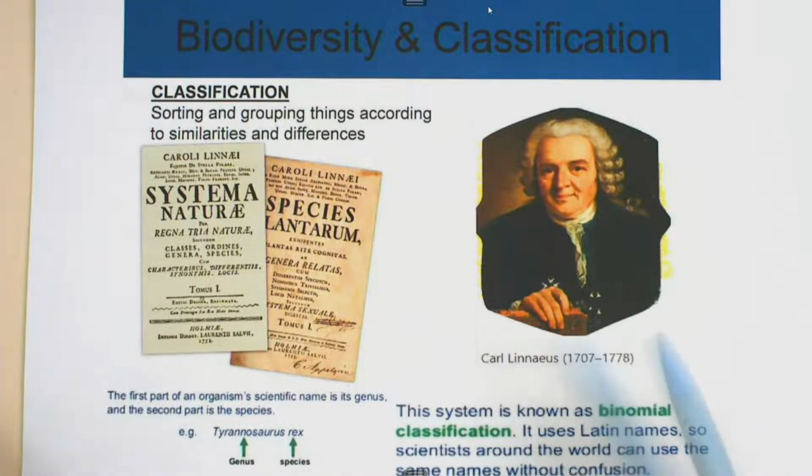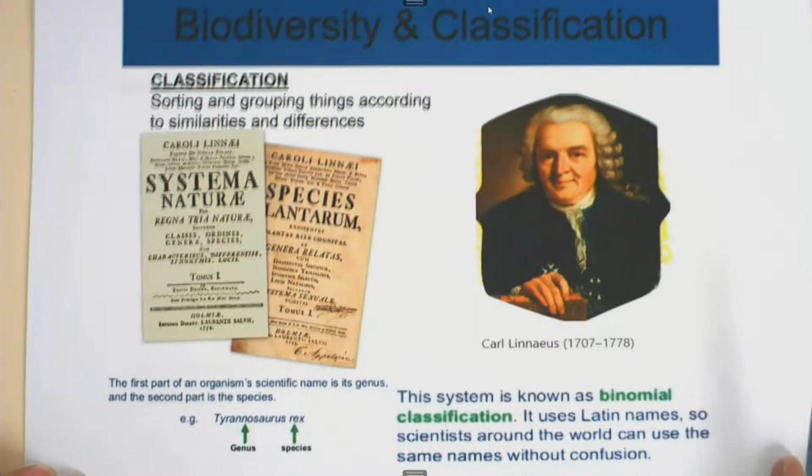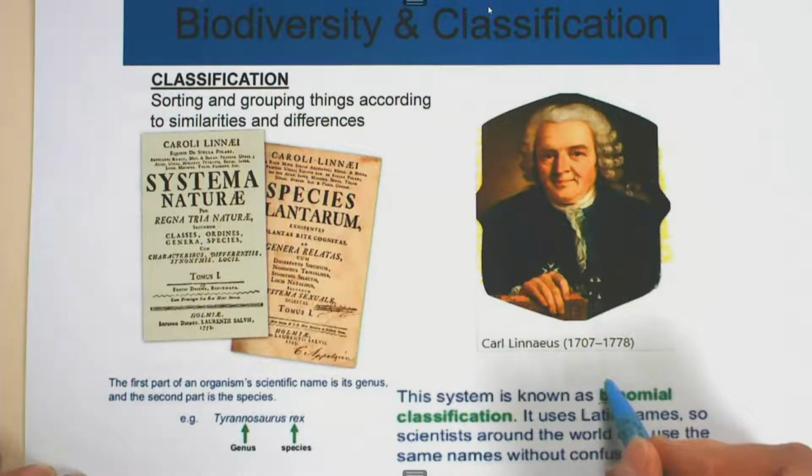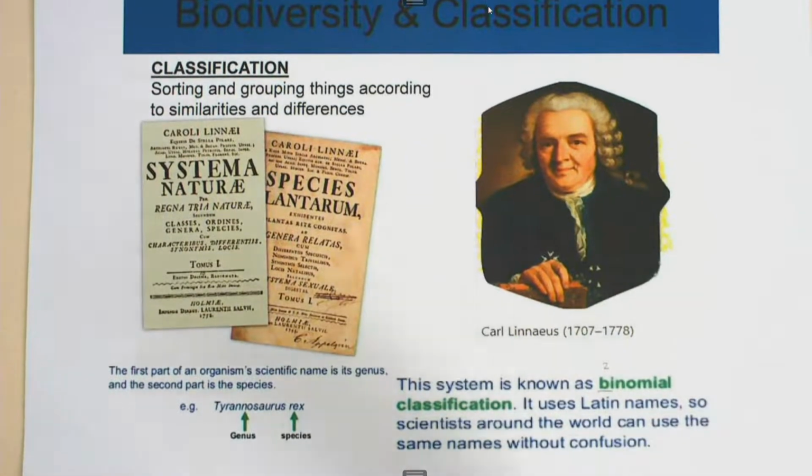All right, so Carl Linnaeus was actually the first scientist that started this system. We call it the binomial classification. As you ladies and gents know, bi means two. Okay, so he gave us the binomial system. So we're going to look at two things.